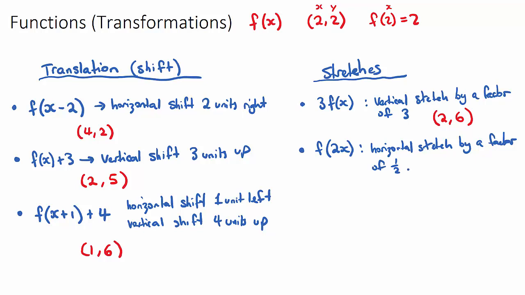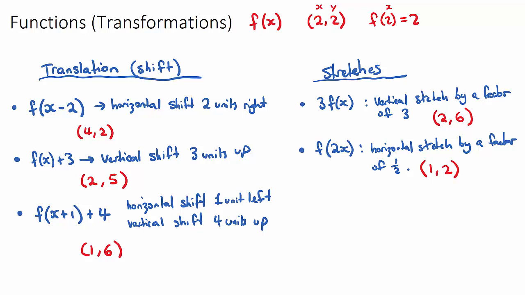Now that's the tricky one. What that will mean to our coordinate is that the x value will be horizontally stretched by a factor of 1/2, so that 2 will now be multiplied by 1/2 to go to 1, and the y didn't change. Okay, so that's our stretches.